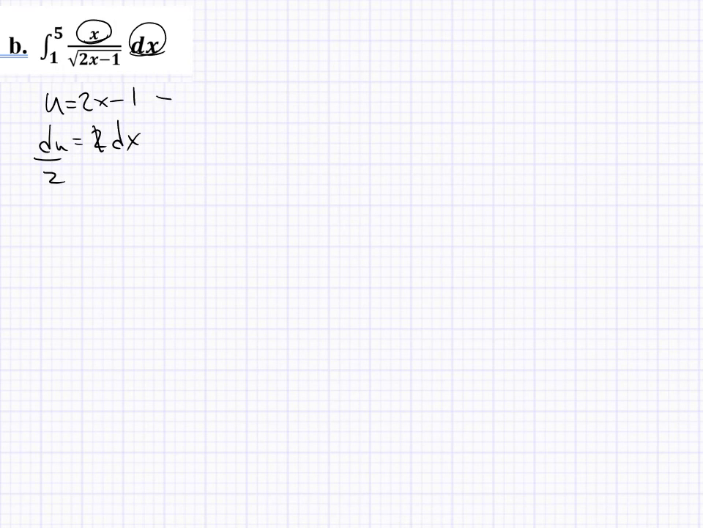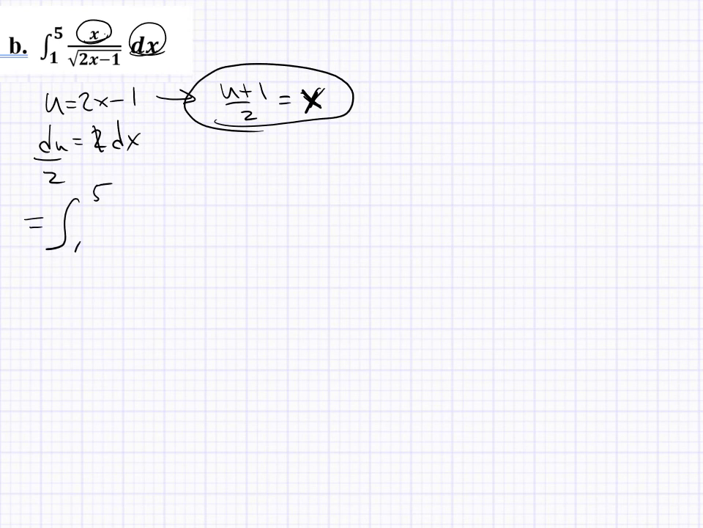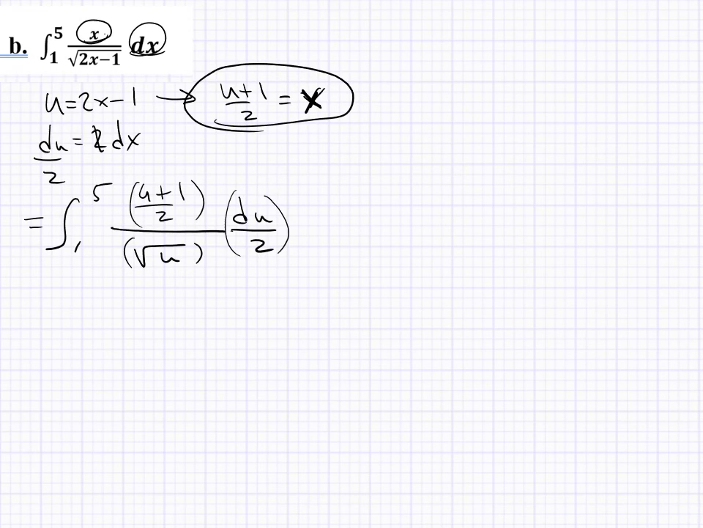If I take this and write this as u plus 1 over 2 equals x, so just add the 1, divide by 2, I know what x equals in terms of u, so now I can get that x out and put u's in its place. So I have 1 to 5, that's just going to sit there for a second. I have u plus 1 over 2 divided by, this will be the square root of u, and this is du over 2. So this is the x, this was the square root of u, and this was the dx.